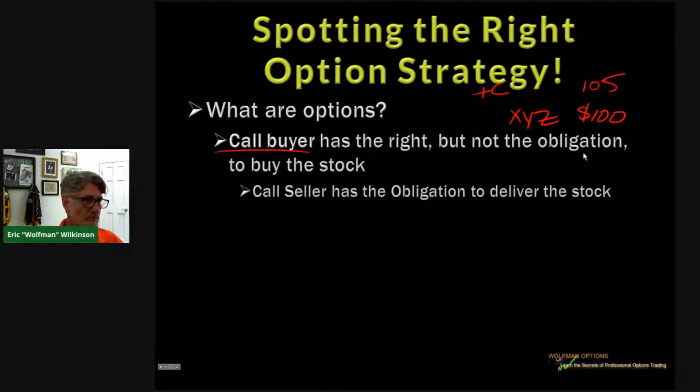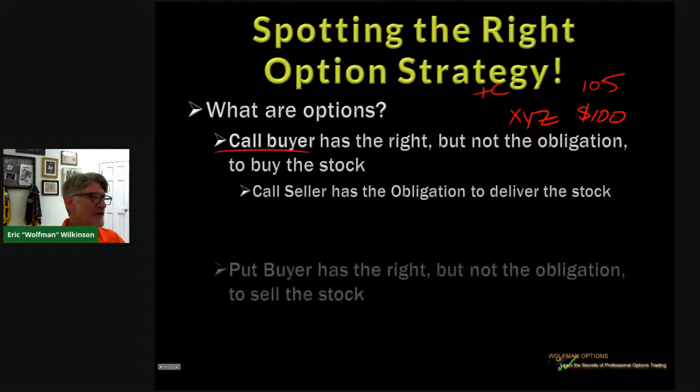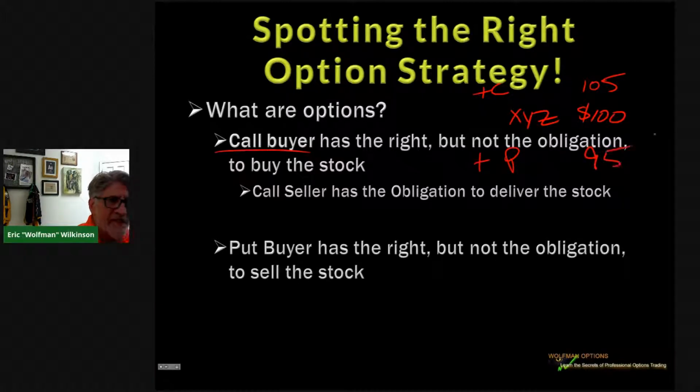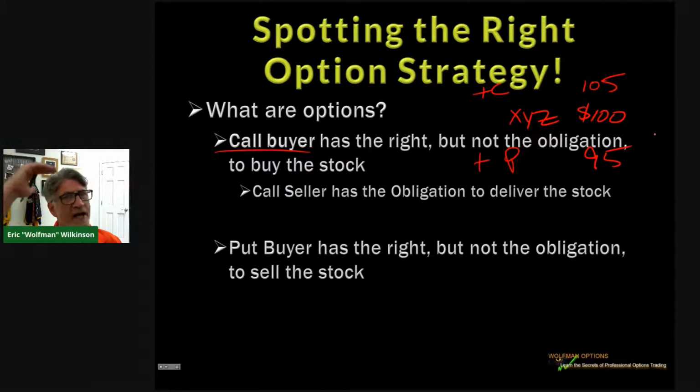All right. And then the put buyer has the right, but not the obligation, to sell the stock. So if I buy a put, say at the 95 strike, because usually you're talking about below there, at the 95 strike I have the right, but not the obligation, to sell the stock. And I don't want to do it when it's trading higher than where my put is, right? Because I can sell it higher than where my put is.